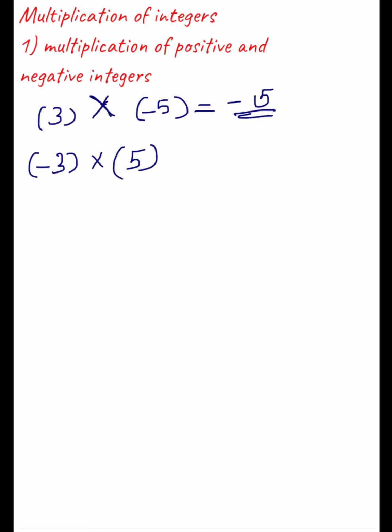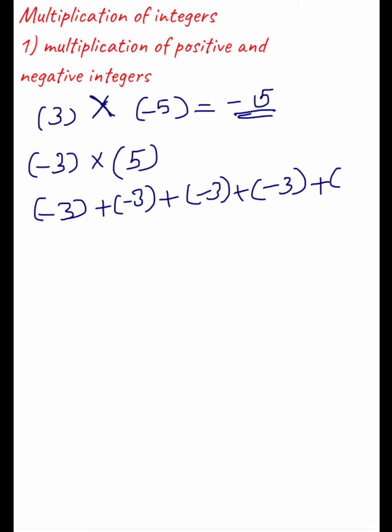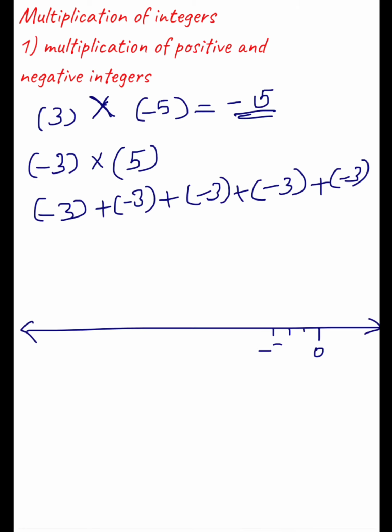Here minus 3 into 5 means what? You have to add minus 3 how many times? 5 times. So minus 3 plus minus 3 plus minus 3 plus minus 3 plus minus 3, 5 times. So how can you represent this on a number line? So here you can see minus 3. Okay, so we reached here.